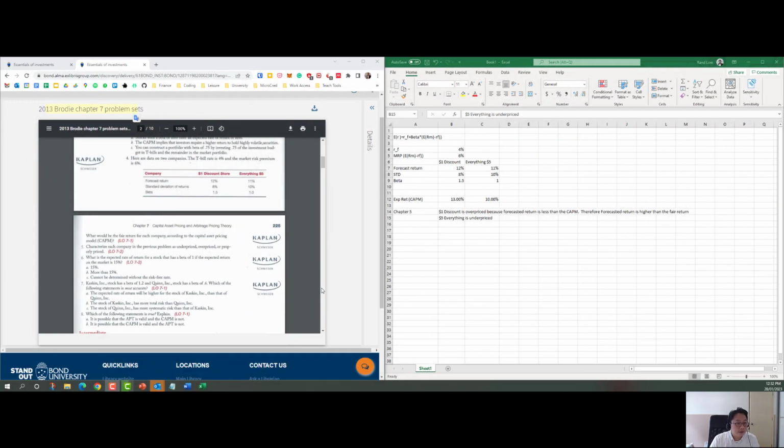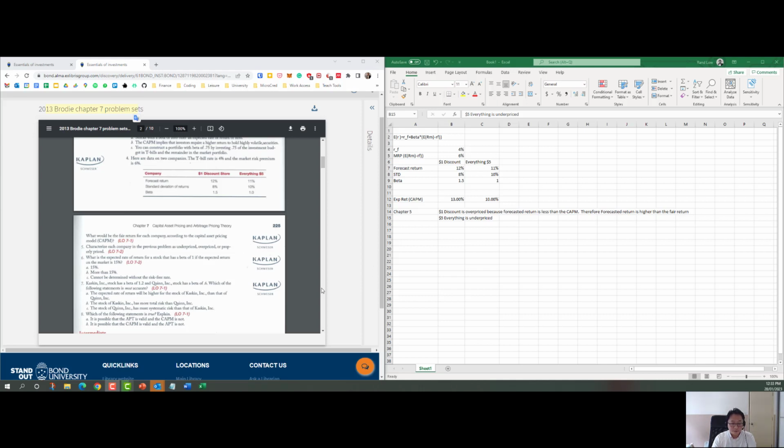Okay, so now let's look at question 6. What is the expected return of a stock that has a beta of 1 if the expected return on the market is 15%? So this should be pretty straightforward. If the stock has a beta of 1 and the expected return on the market is 15, it's going to be 15%.